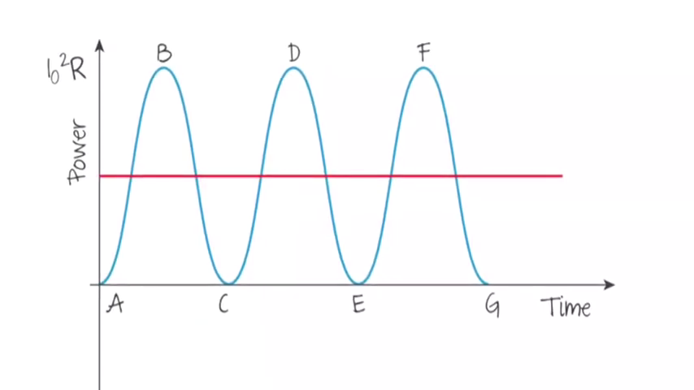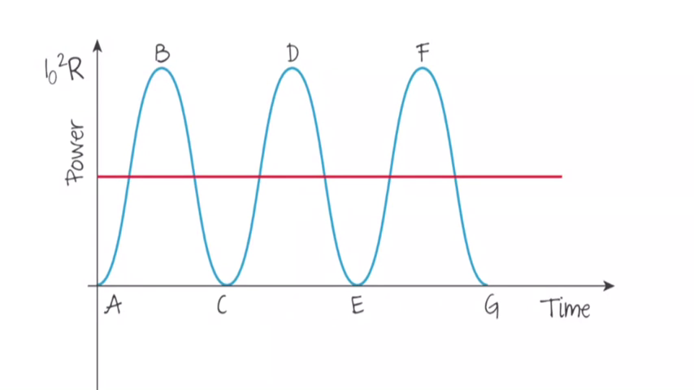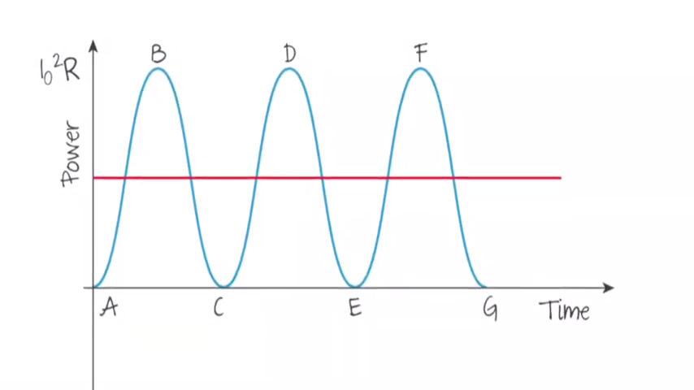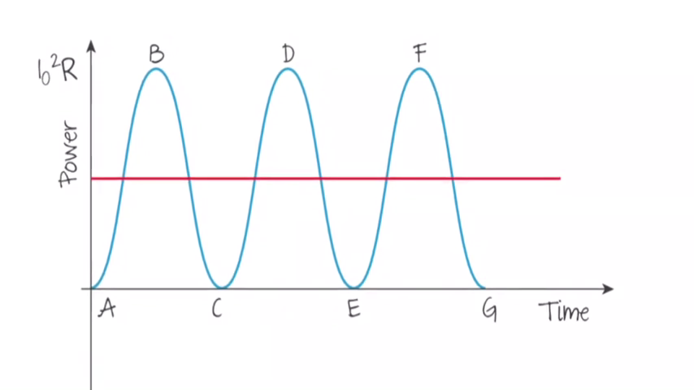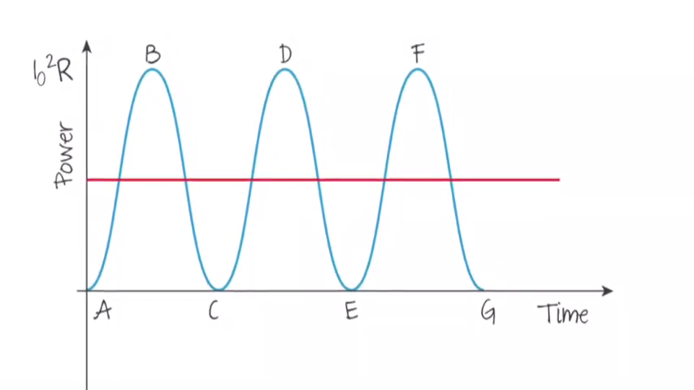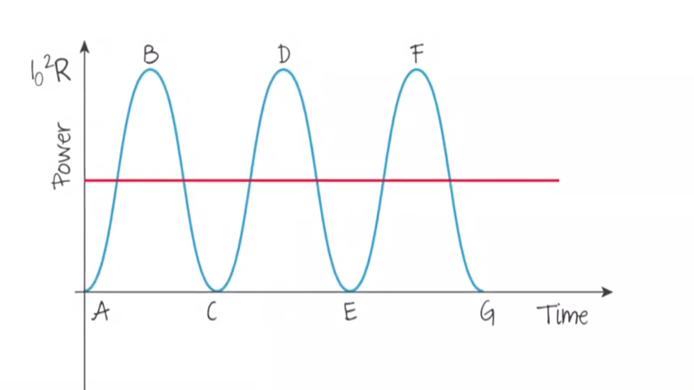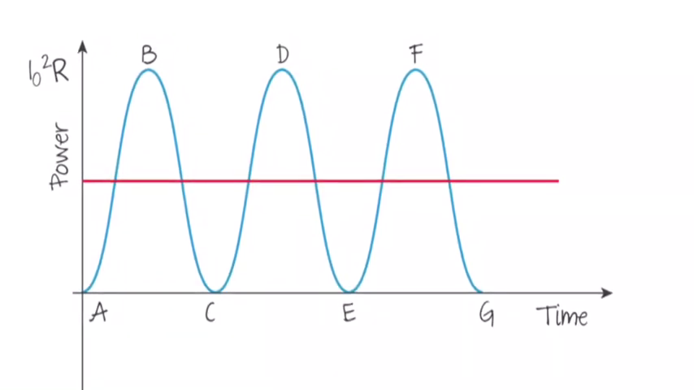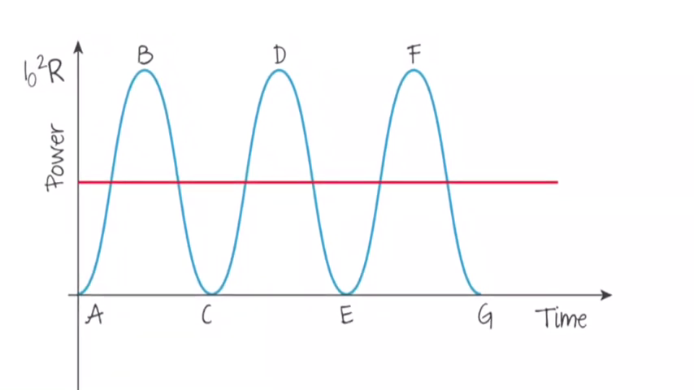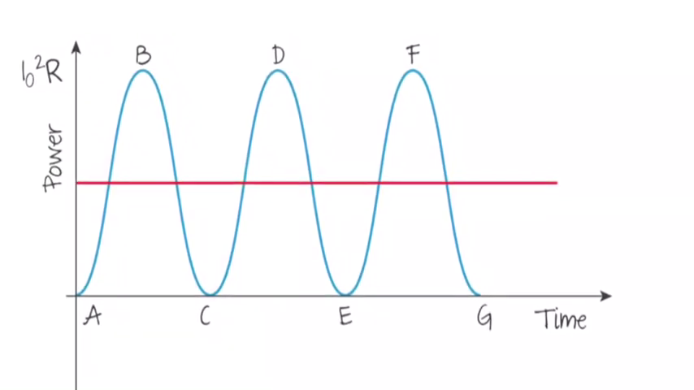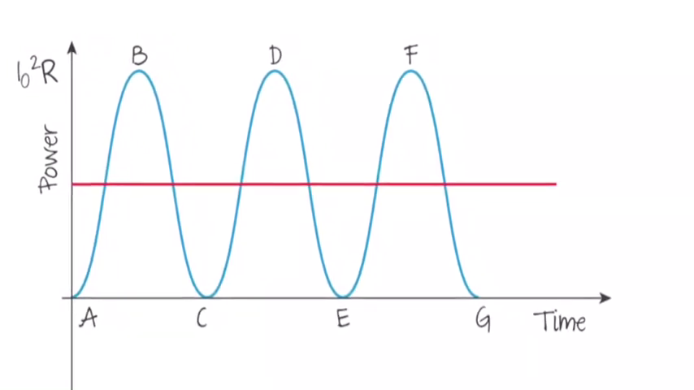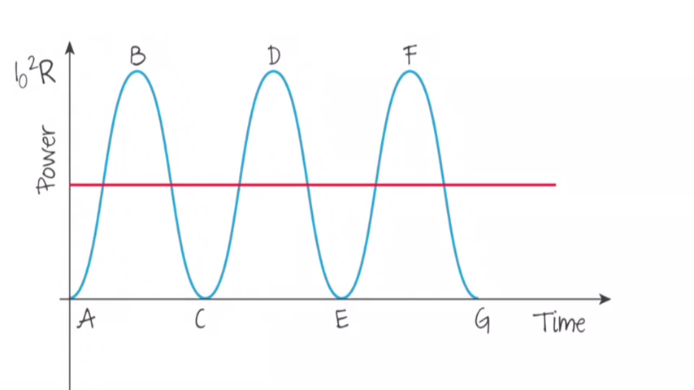From the graph, we could say that the peak power is equal to peak current squared times resistance, or from the other power formulas, that the peak power is equal to the peak current times peak potential difference. As for the average power, if we draw a line horizontally at half peak current squared times resistance, the total area under the line is the same as the area under the graph.